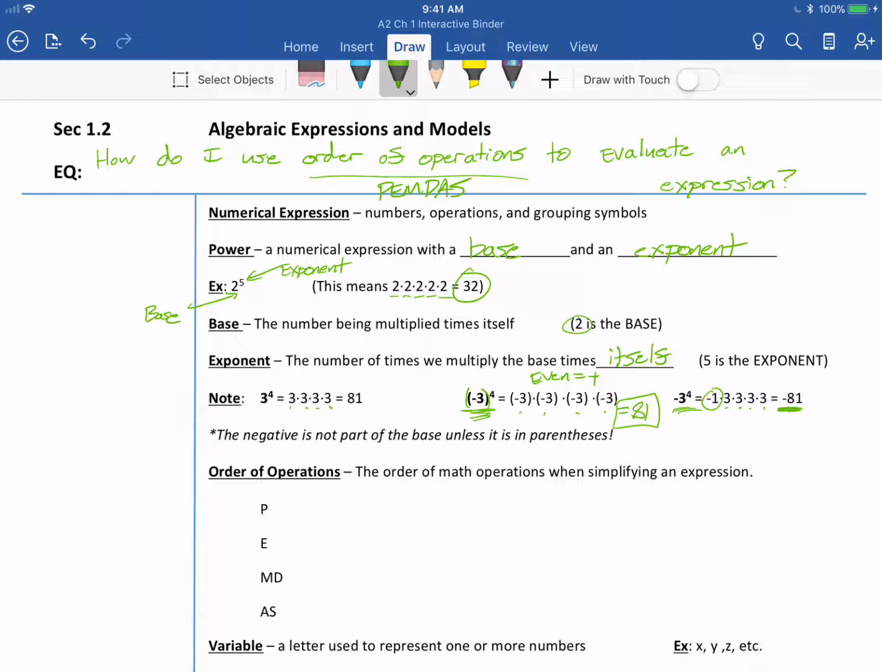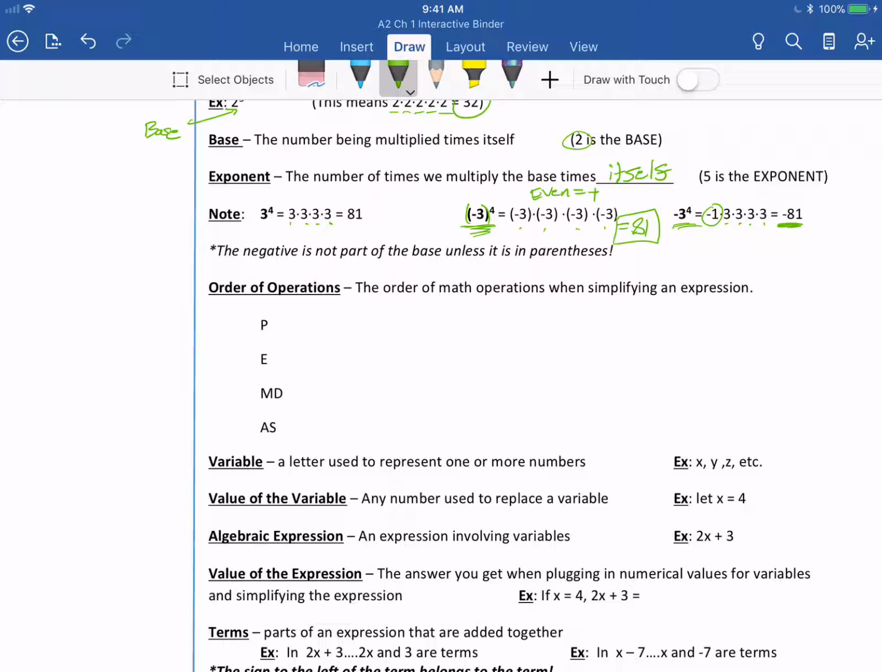All right, the next one, order of operations. This is how I learned it, and this is how I like to teach it. I think it's nice, I think it's easy as PEMDAS. I hope you have heard this before. If not, we'll talk about it. This is the order of operations, what we need to do first when we're evaluating these expressions.